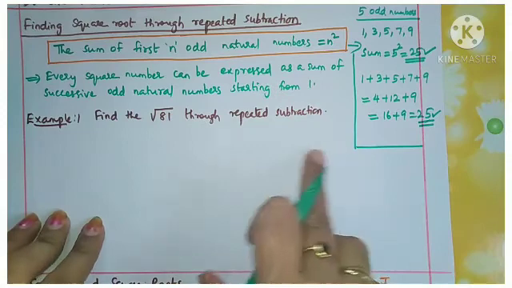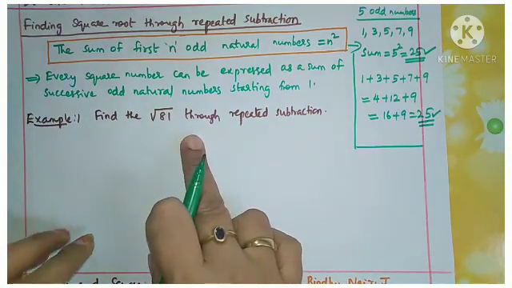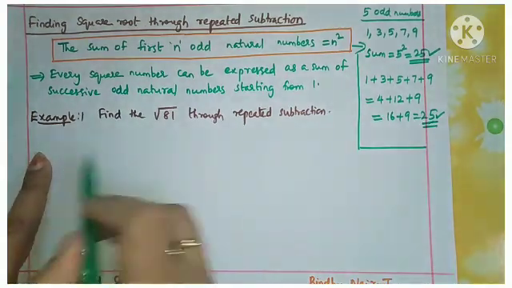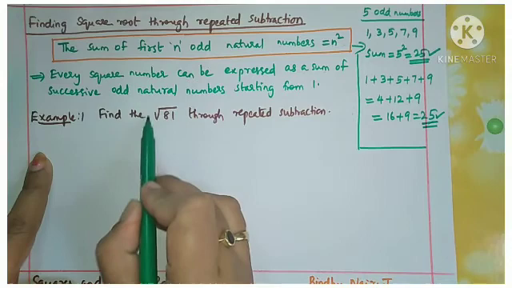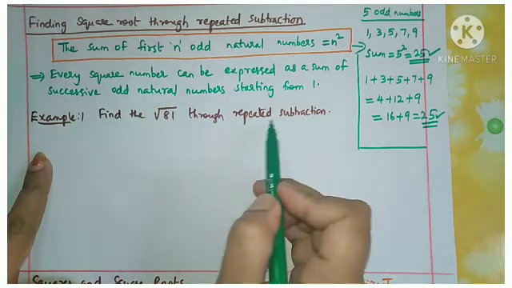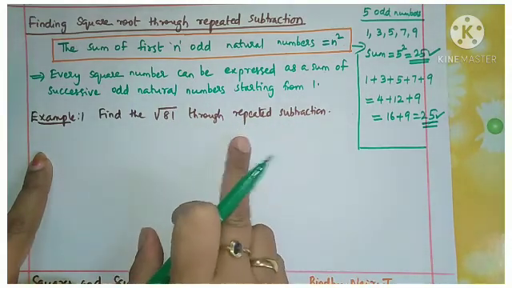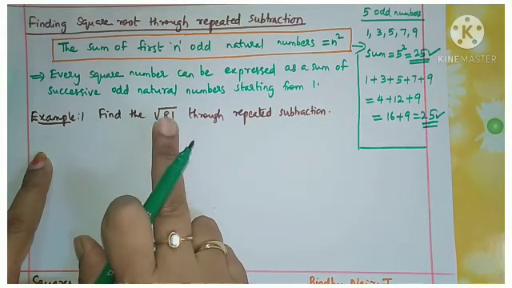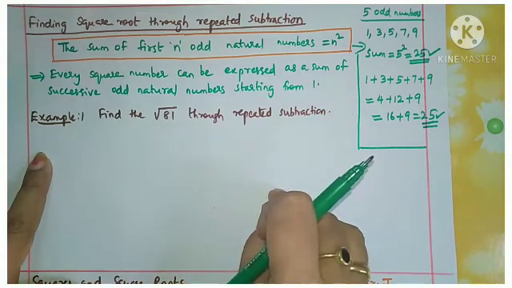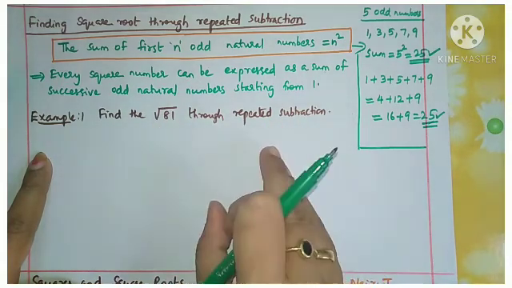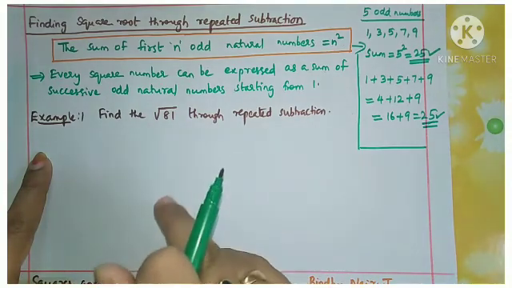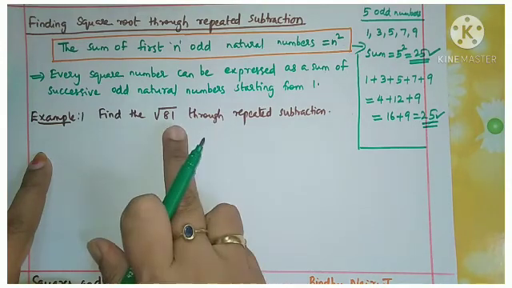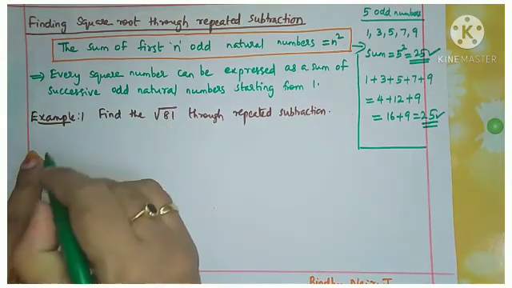So what is this repeated subtraction method? You saw it in the video, and now I am going to explain this again. One number is given, root of 81. We need to find the root of 81 through repeated subtraction. The process is we subtract successively the odd numbers from 81 till we get 0. If we get 0, stop the process and count the number of steps, how many subtractions we did. That number will give you the square root of this number.